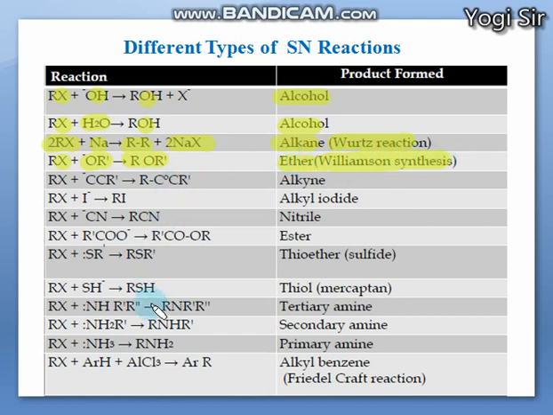Similarly, you can see all these nucleophiles are displacing these halogen atoms, and the respective products we are getting are alkyne, alkyl iodide, nitrile or cyanide compounds, esters, thioether, thiols, tertiary amines, primary amines, secondary amines, even alkyl benzenes. So all these reactions are mentioned here. They all belong to nucleophilic substitution reactions. You can remember these examples.